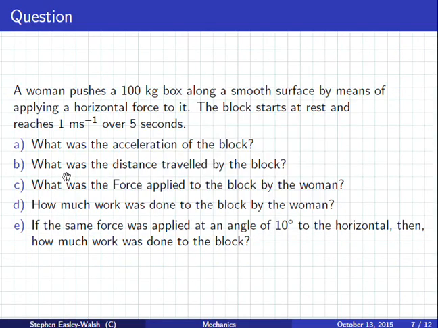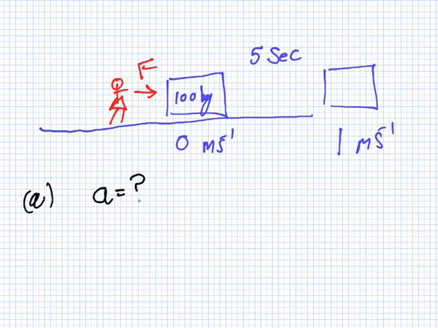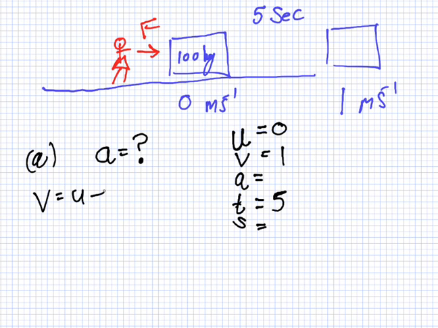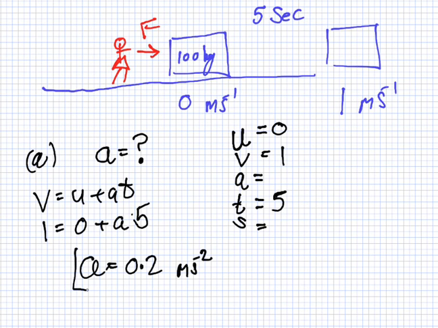So the first question is, firstly, I want to know what is the acceleration? Okay, so, Fahad, yeah. What type of problem is this? It's just, what? U-V-A-T-S. So what's the U? Zero. The V? One. A? Don't know. T? Five. F? One. We don't know. Oh, yeah. So let's calculate V equals U plus A T. 1 equals 0 plus A times 5. So that means A is 0.2 meters per second squared. So that's the first one.